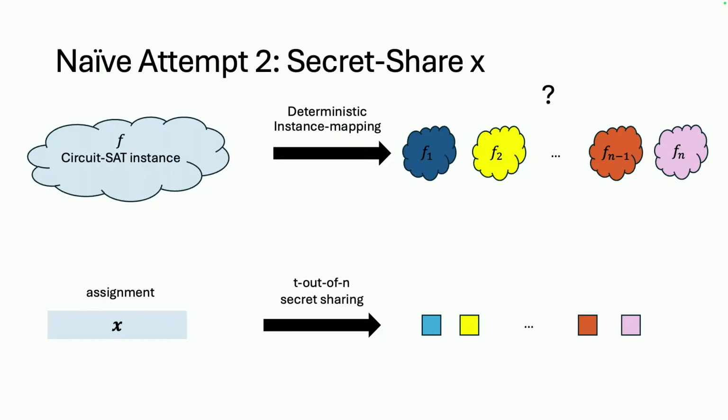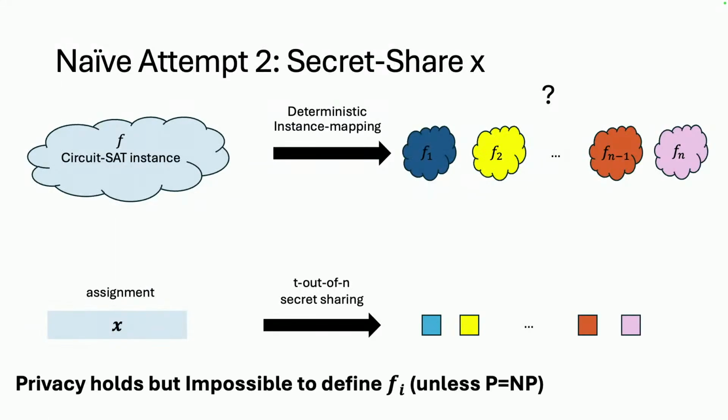Let's try another attempt. Let's just secret share the assignment. Let's do Shamir secret sharing for the assignment. Now it's not completely clear how to define these FIs. And if you think about it more than 2 seconds, you see that this is actually impossible. You cannot define the FIs in a meaningful way unless P is not equal to NP, for the same reason as we had before. There is no way that these things do not overlap. And therefore, you can show that this is impossible to achieve. Again, think about it a few minutes and you'll see why.